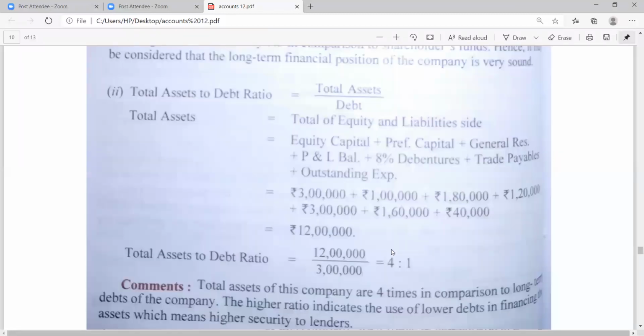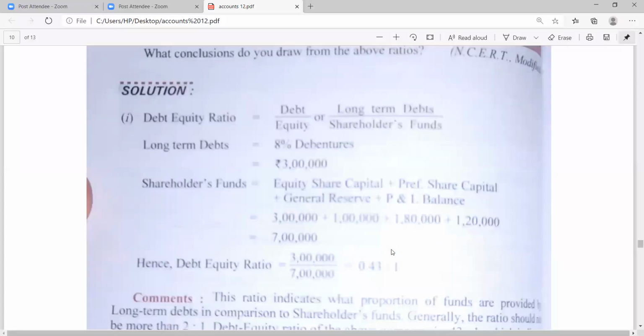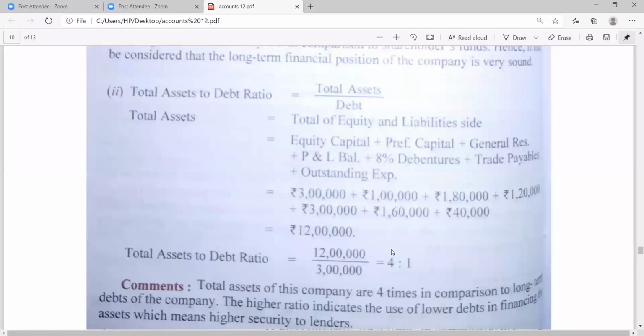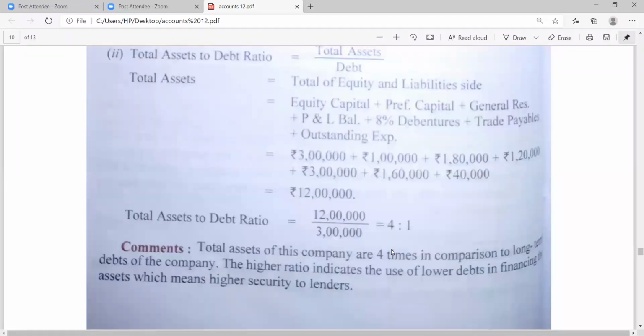Then the total asset to debt ratio: debt we already calculated in the above ratio, that is 3 lakh. These are our long-term debt. By putting in the values, we will get 4 to 1. It means the total assets of the company are 4 times in comparison to the long-term debt, which shows the use of lower debt in financing the assets, which means higher security to the lender.